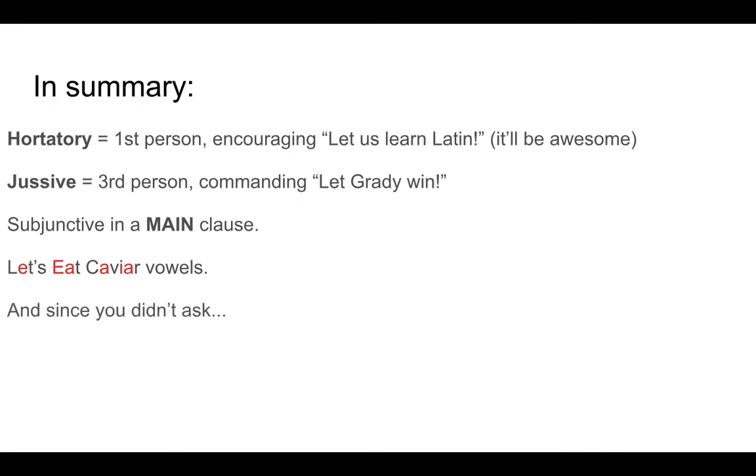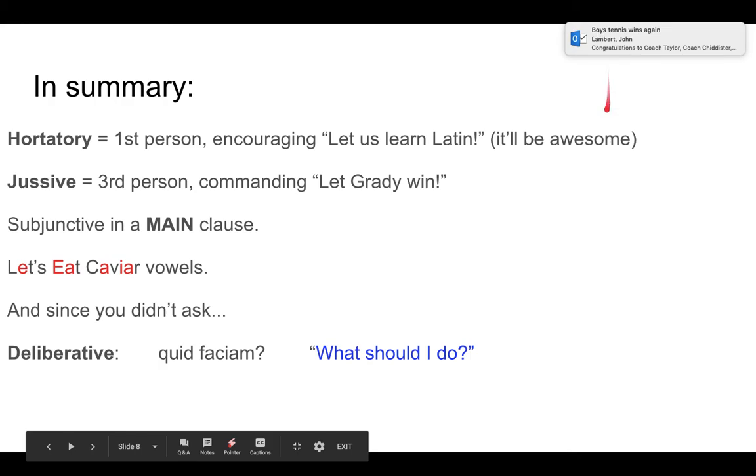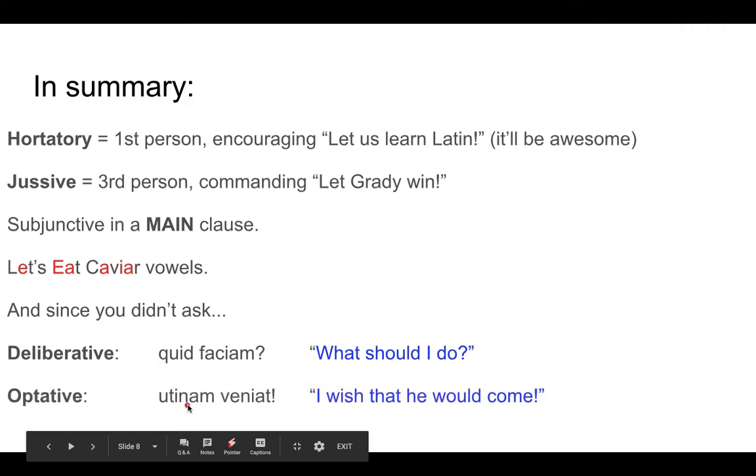So I know you didn't ask, but I'm going to tell you about 3 more things. And this is all strictly in the spirit of a bonus. There's 3 more kind of primary uses of the subjunctive as an independent verb. One of them is called the deliberative subjunctive. Quid faciam? What should I do? One of them is the optative. Utinam veniat. I wish that he would come. Optative is kind of like the Latin for to wish for something. That utinam right there is I wish that.